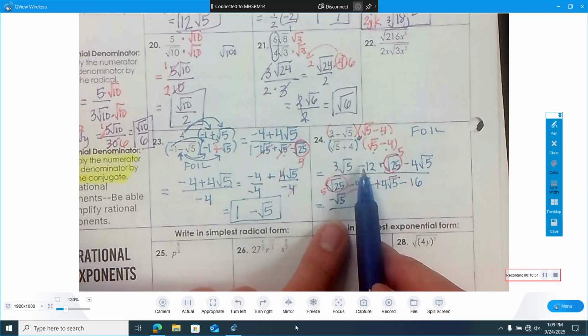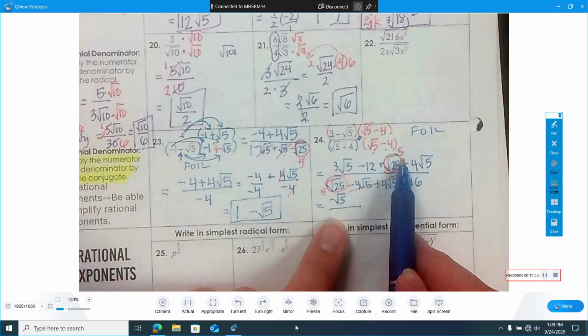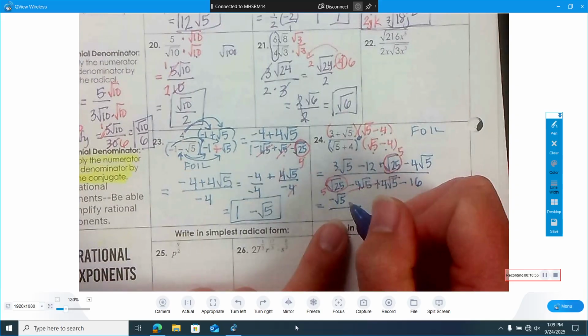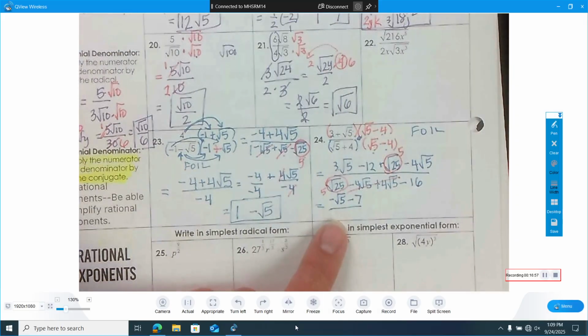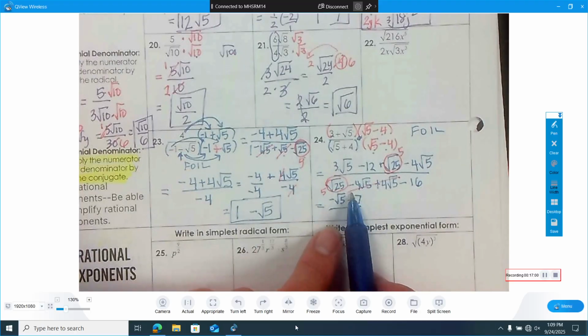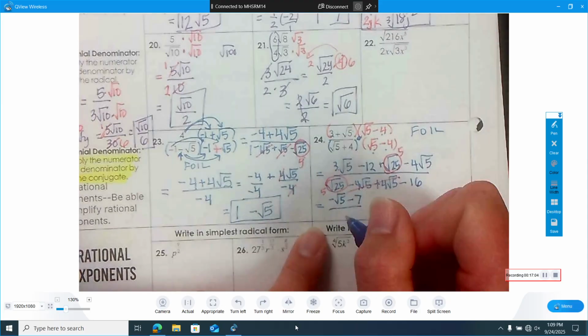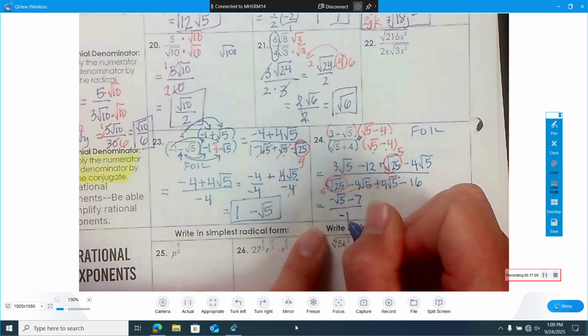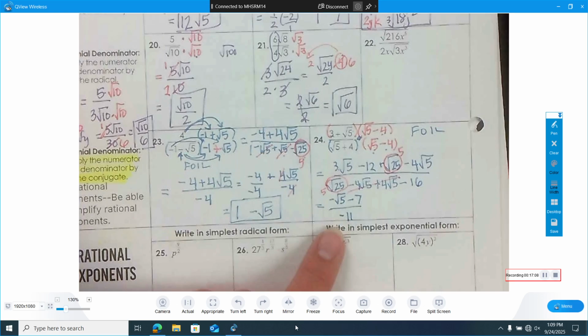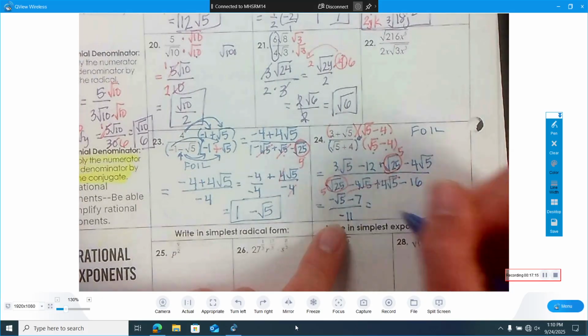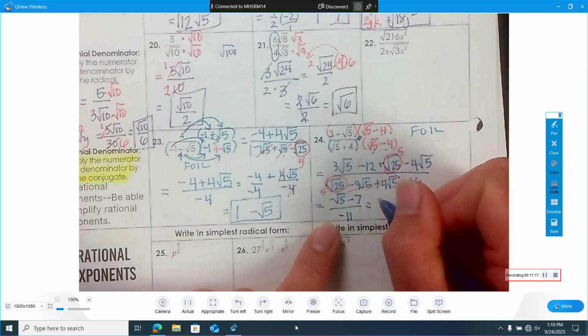Beautiful. And then we have a negative 12 and a positive 5. That gives me? Negative 7. The denominator, I have 5 minus 16, which is? Negative 11. Now, that's a whole lot of negatives. Yeah, so that is the nicest way, I think, the prettiest way to do it. It's the most elegant way.